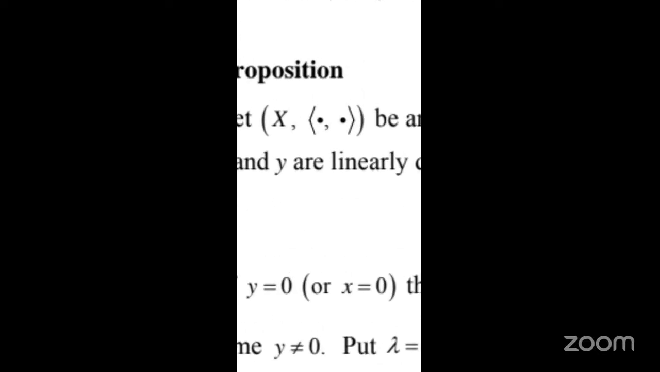Now, this is one of the propositions. Let X with an inner product be an inner product space, for x and y belonging to capital X. You have to see the proposition: the absolute value of the inner product of x and y equals norm x into norm y. It holds if and only if x and y are linearly dependent. That is the necessary part.